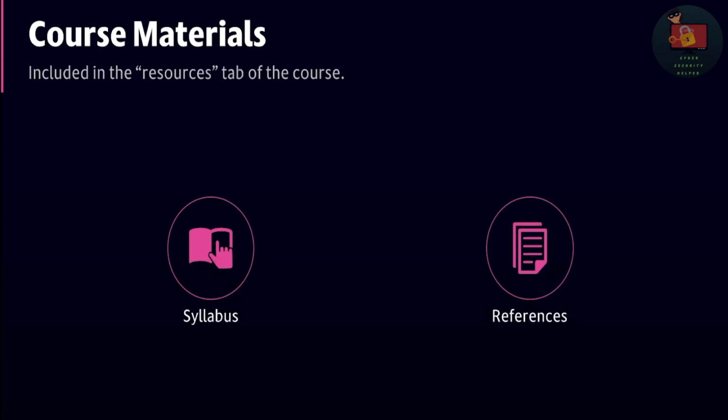Okay. There are going to be two main pieces of course material. You'll have a syllabus that'll lay out all the different individual lessons under each of the modules. And then there will be references to many of the standards and frameworks, as well as other resources related to topics in this course. You'll find those in the reference section.